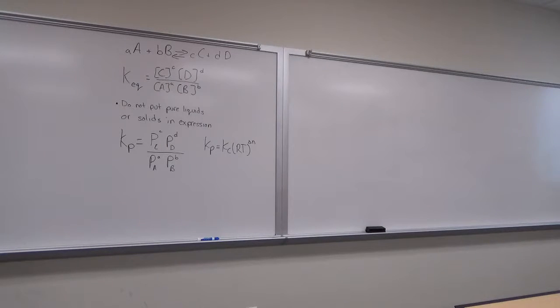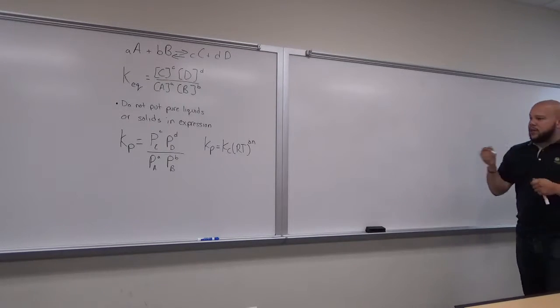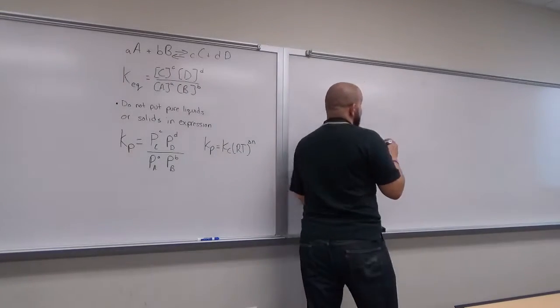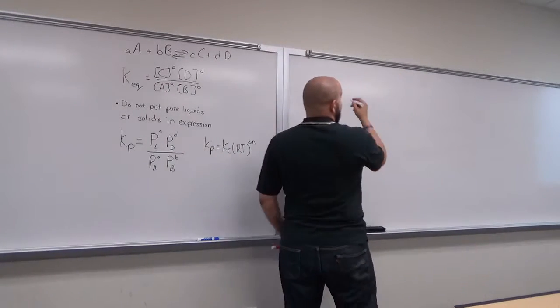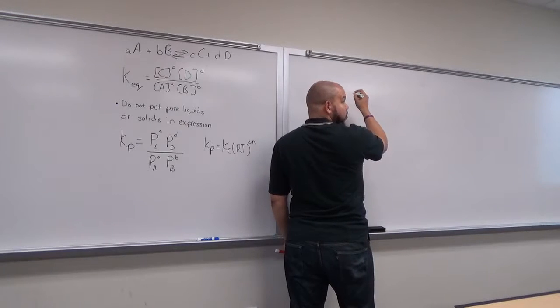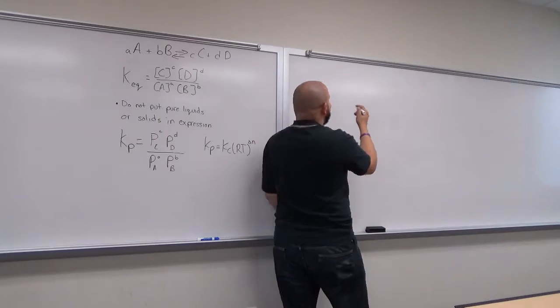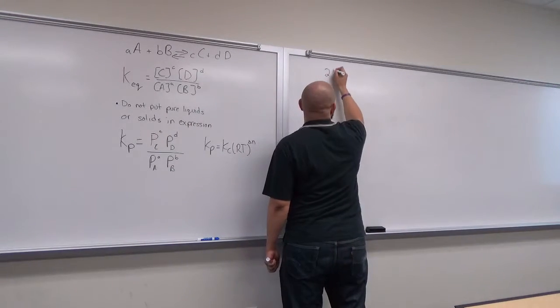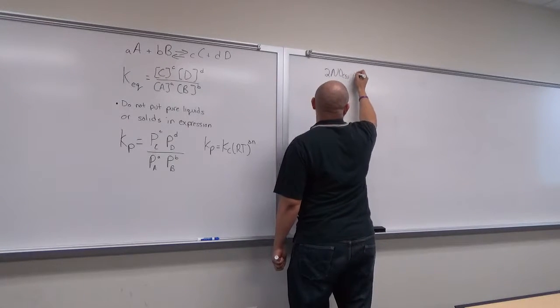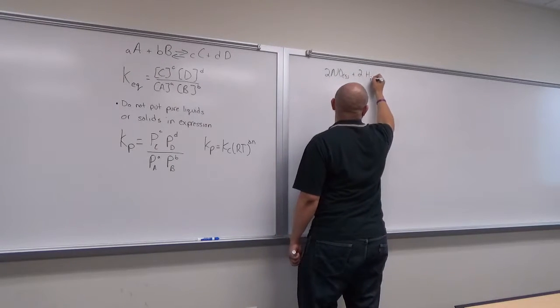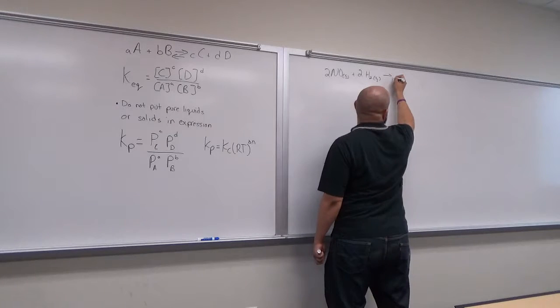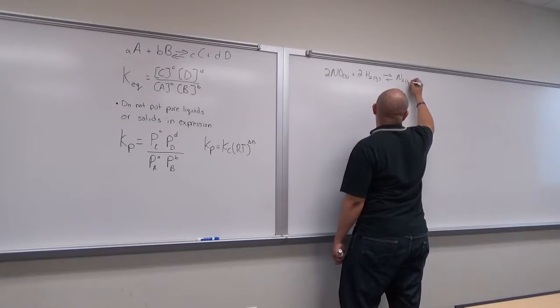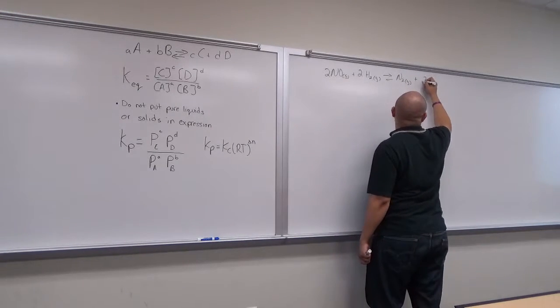So, I'm going to help you get started here, and then see if you can take it from here. First thing you should do is write the equation. NO plus 2H2 gives us N2 plus 2 H2O.